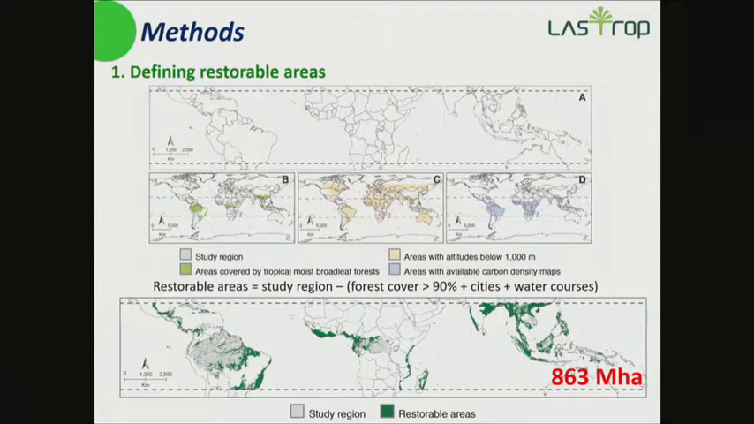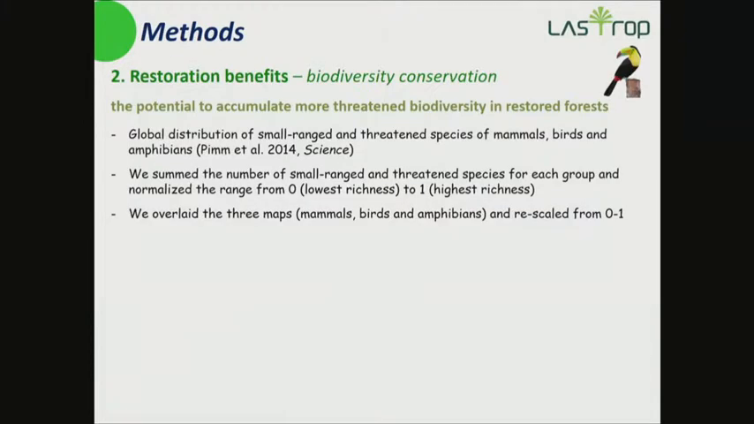And then from the study region, we subtracted the areas already covered by tropical forests. We used a threshold of 90% tree cover for determining the areas that were already covered. And then we removed the cities, the water courses, and the non-forest native ecosystems. And then we got a restorable area of almost 900 million hectares distributed across the global tropics. It's all the dark green areas you see in this map.